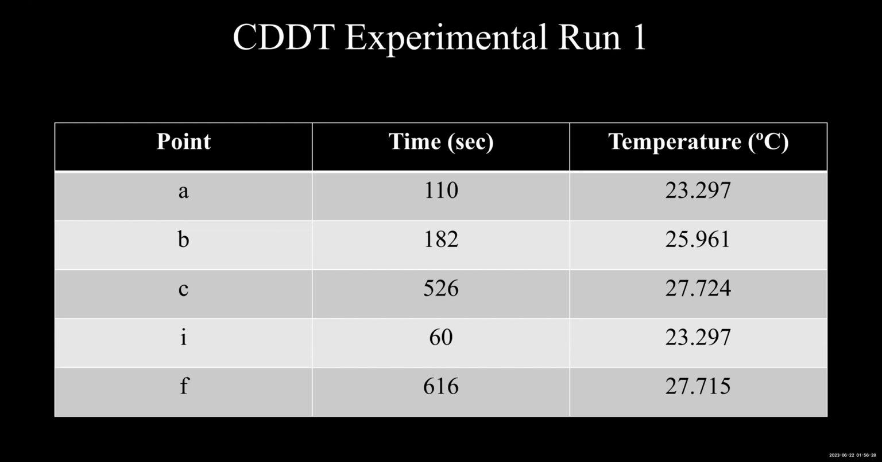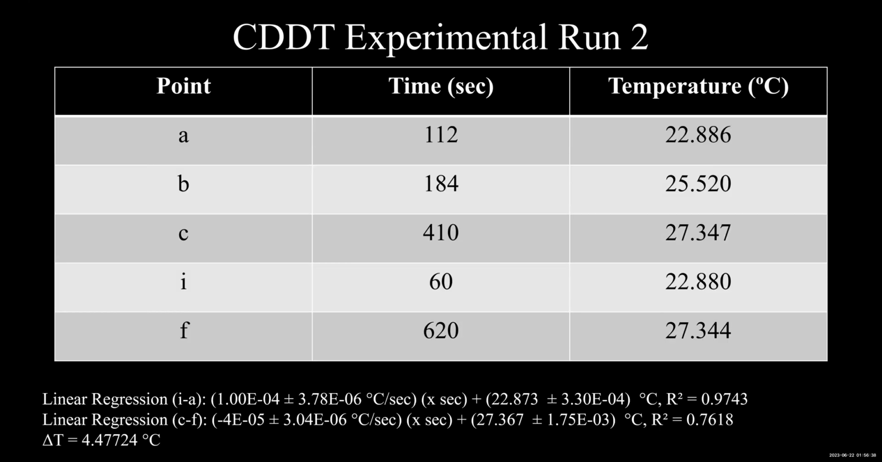This is the table with the points for the first CDDT run. This shows the time values and the temperature values. And then here's the table for the second CDDT run. And all of the same calculations were completed and they're shown at the bottom of the screen.